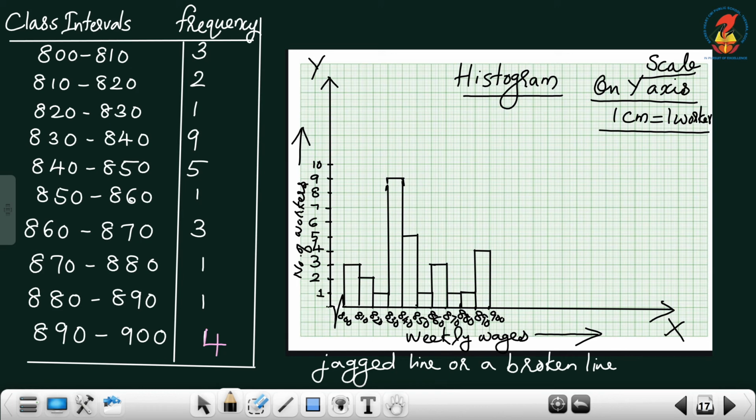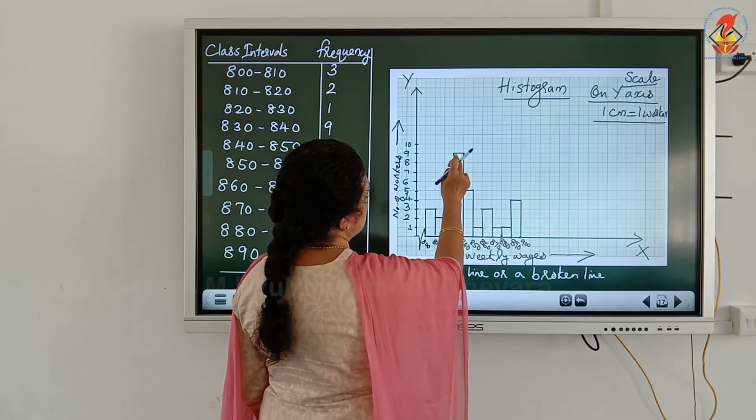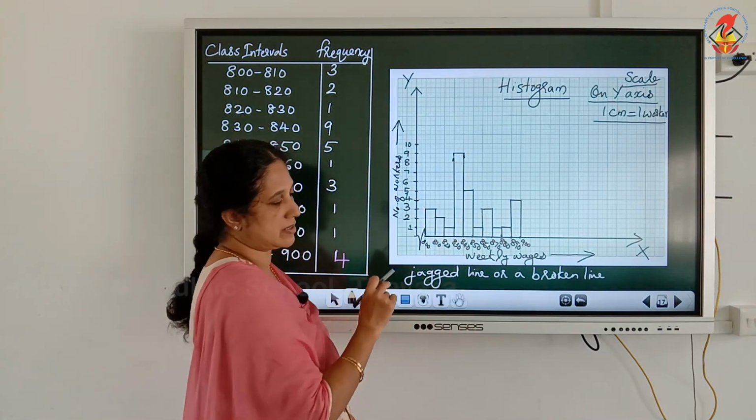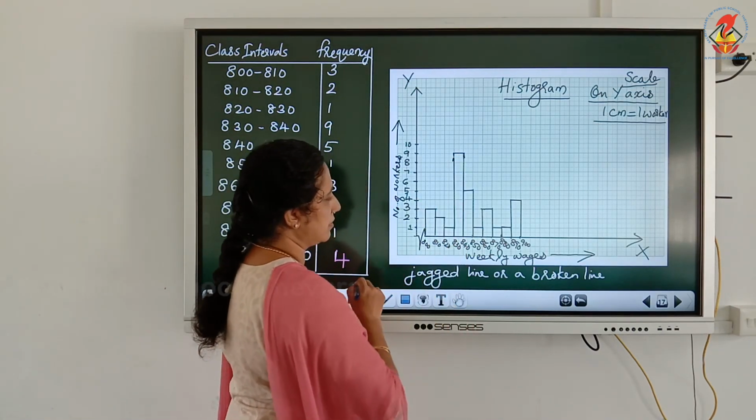That depends upon the problem. If it is given as employees, how many employees, or if it is given as marks, how many marks, you have to write it here. And based on this graph you can answer questions. Which group has the highest frequency? That means 830 to 840. You can see that that group represents the maximum number of workers, 830 to 840.